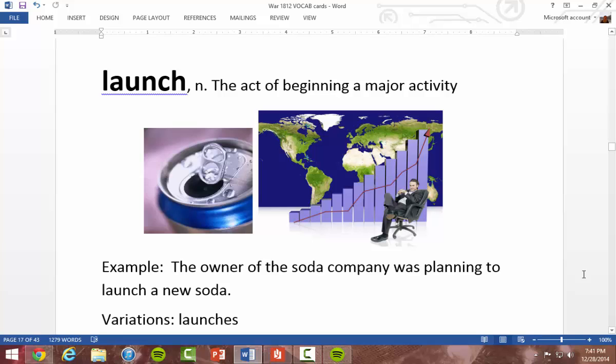Launch, this is a noun, the act of beginning a major activity. Example, the owner of the soda company was planning to launch a new soda. And a variation on that word is launches.